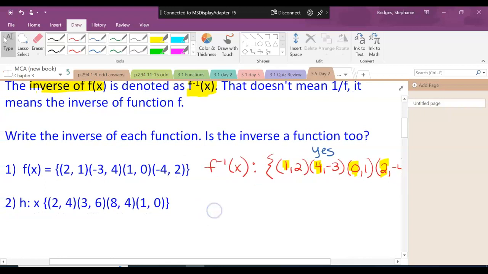Okay, so do the same thing with the second one. I just want you to write the list of ordered pairs as the inverse of that function. So the inverse of h is what it's called. And again, to find the inverse, we simply switch the x and the y's.